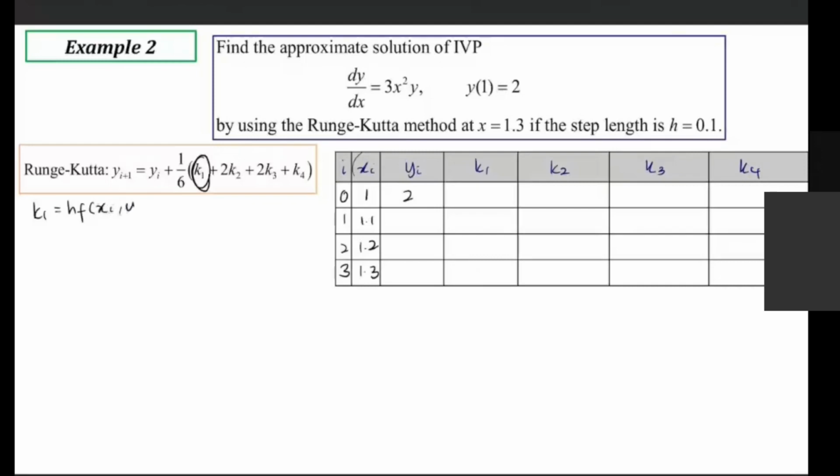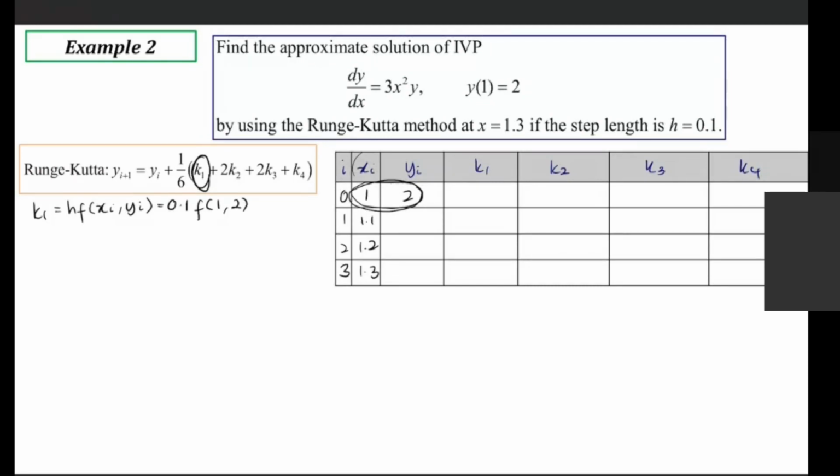X_i, Y_i. This is the initial value. For K1, K2, K3 and K4, you will use this value of X and Y. Okay, then substitute H equal to 0.1 and F. We want to find F1, Y is 2.